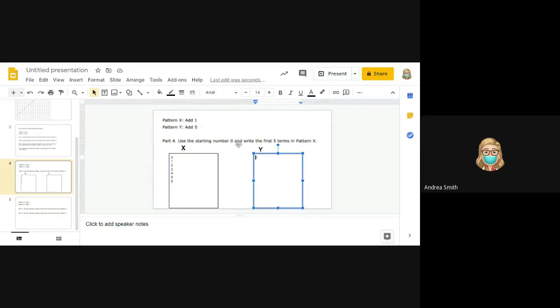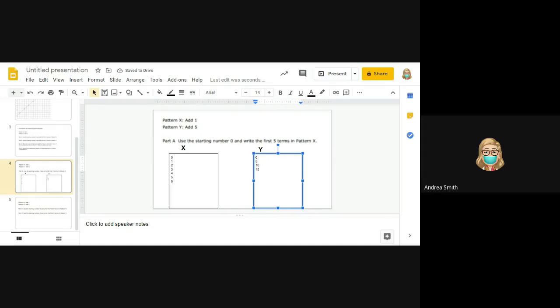Now, let's try it for Y. For Y, we start with 0. And Y's pattern says we have to add 5. So we start off with 0. We add 5 and we get 5. Okay. Continue the same pattern. Just add 5. 5 plus 5 is 10. Continue the same pattern. Add 5. 10 plus 5 is 15.